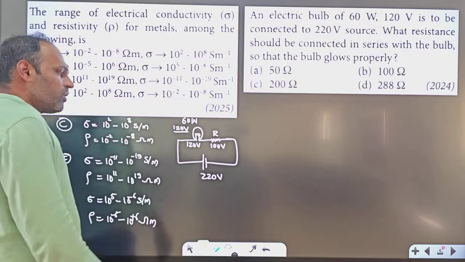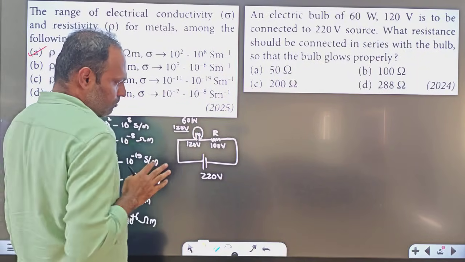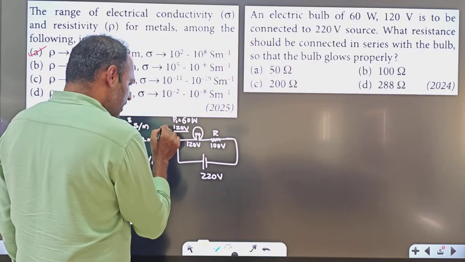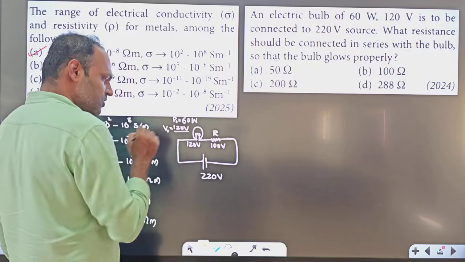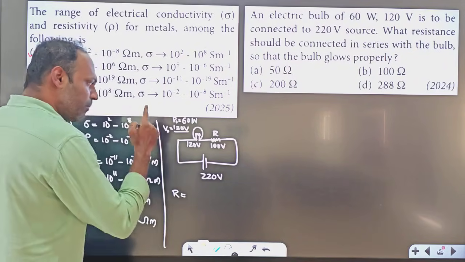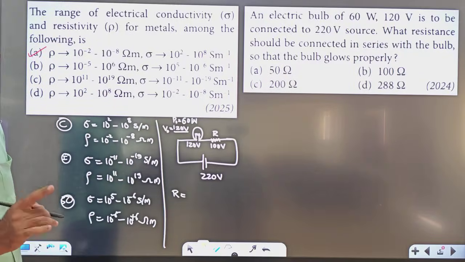Okay, now you have the voltage, you have the power. Using the marked power and marked voltage, you can calculate the resistance of the bulb. Only in calculating the resistance of the bulb do you use the marked voltage and marked power. Nowhere else do you have to use it.